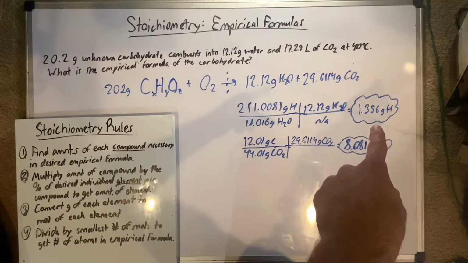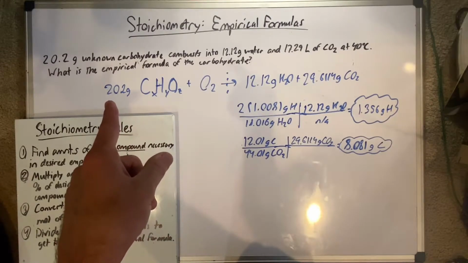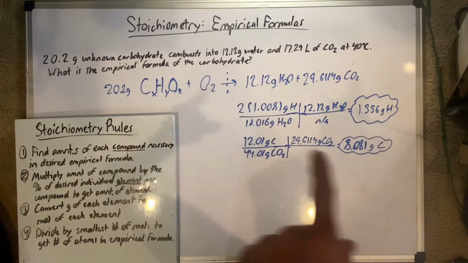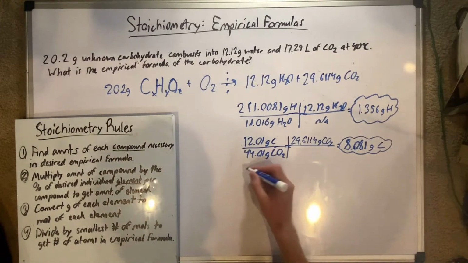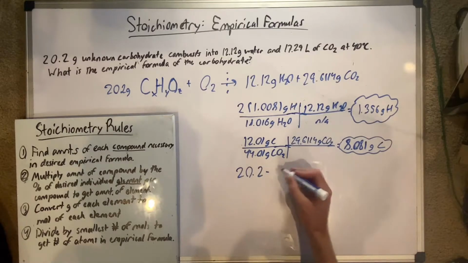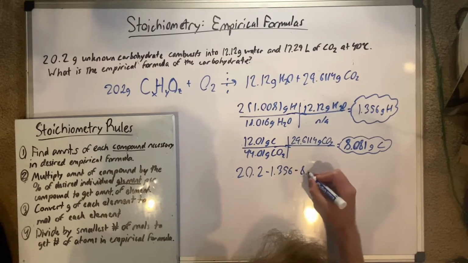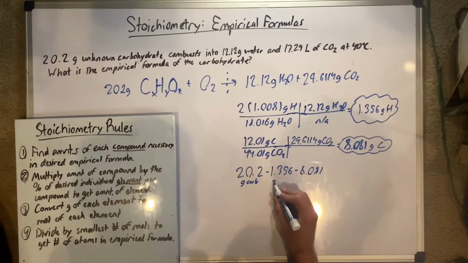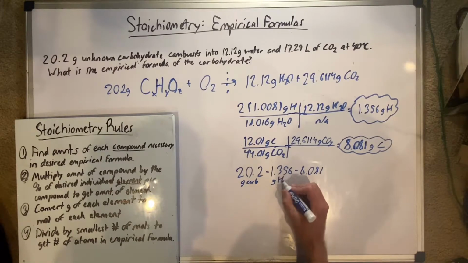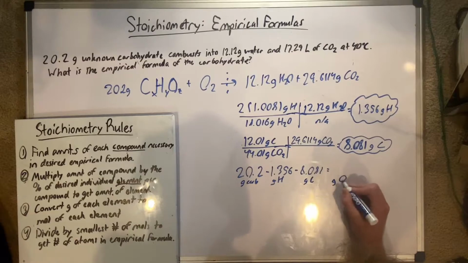This is how much hydrogen there is present in the entire equation. This is how much carbon is present in the entire equation. What would be left over from the difference between that and that is how much oxygen is present in the whole thing. So we'll go 20.2 minus 1.356 minus 8.081, and I'm going to specify this as grams of carb. This is grams of hydrogen. This is grams of carbon is equal to grams of oxygen.